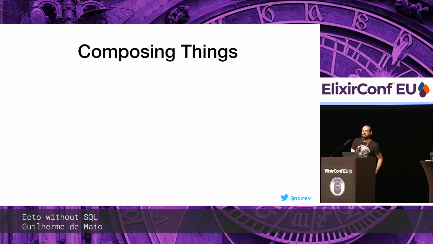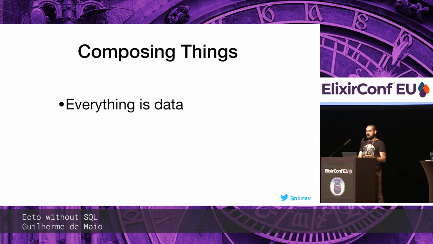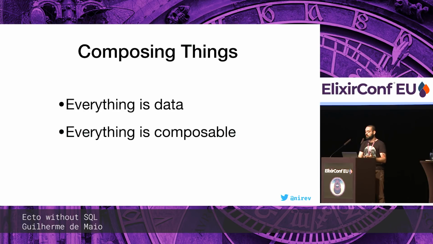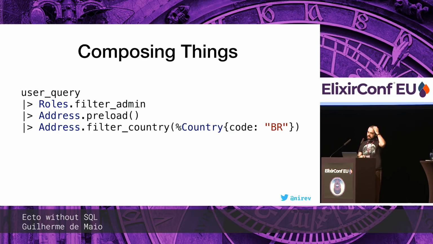And then also composing things, like both extending Ecto and composing. Everything is data: the schema is a data structure, the query is a data structure, the changeset is a data structure. So everything's composable. And why is that good? If you have a query, you can have a base query, and then use different functions to augment it or filter it. You can have roles in different modules that just filter for admin. You can preload address. You can filter by country.